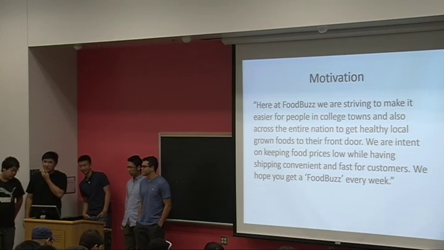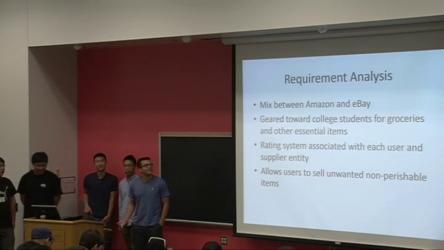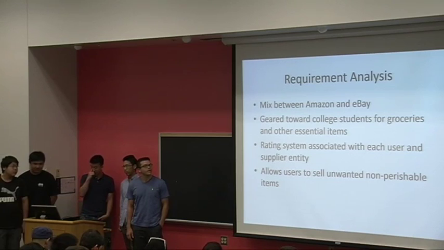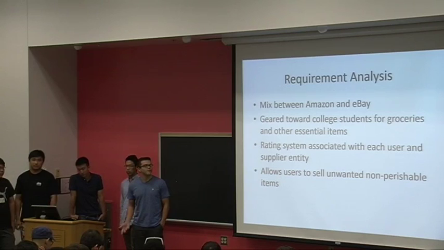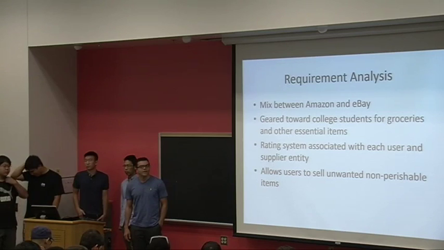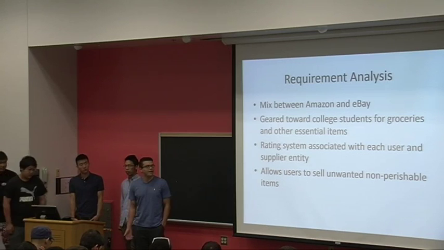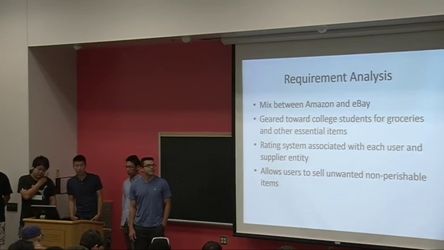So we're a mix between Amazon and eBay, and I guess Craigslist a little bit. We're trying to help college students get groceries for cheap, and then also be able to sell. We have our auction thing that college students can auction non-perishable items off. To keep a good rapport between the seller and the buyer, there's a rating system that we also model in our site, as well as different categories for each of the items.